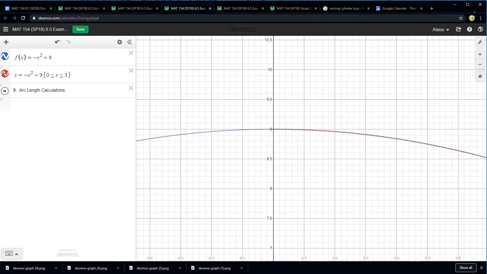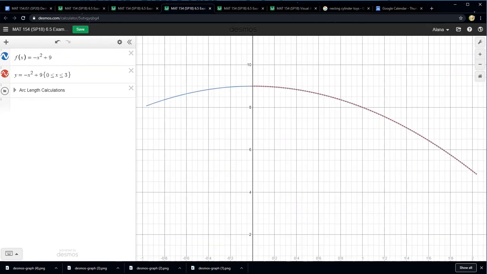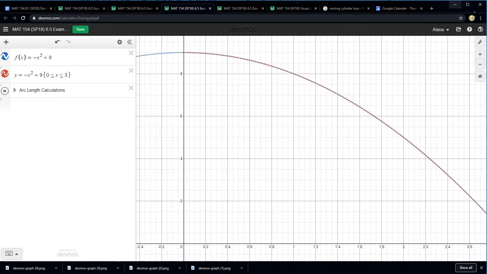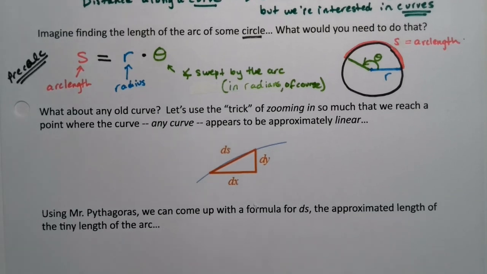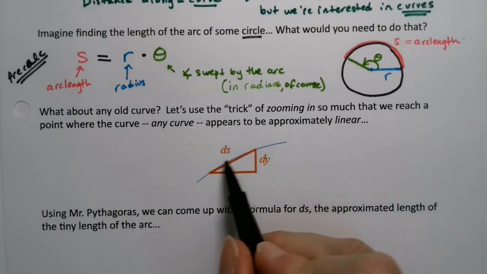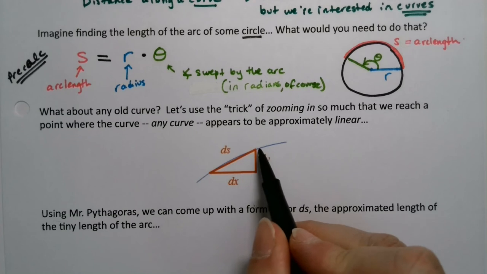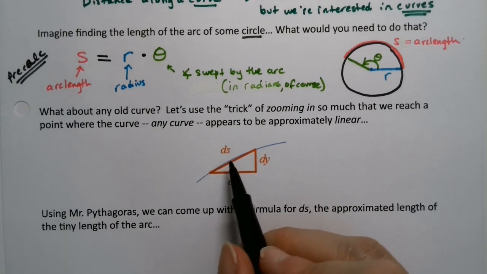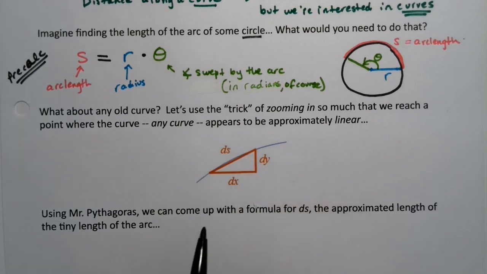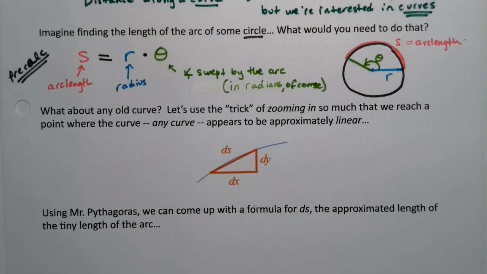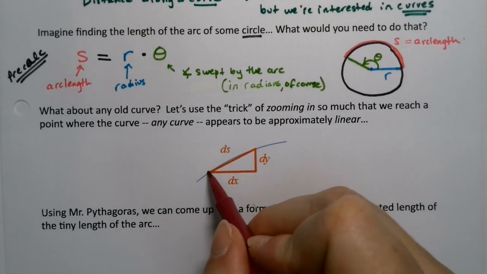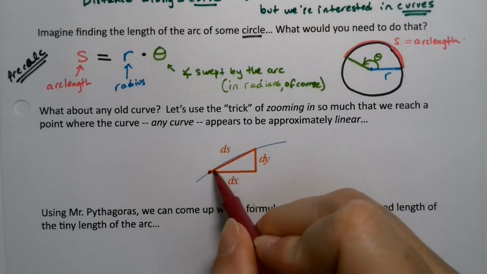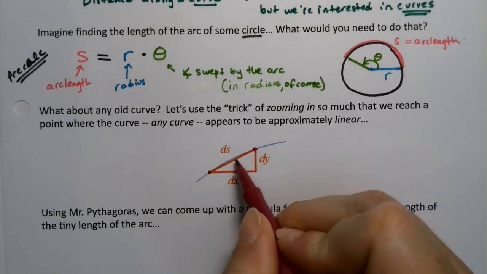We're going to use that trick of zooming for the sake of figuring out a formula. If we zoom in and that curve looks pretty close to linear, it's not perfect. You can see there's a little bit of arc above that line. Well, then we can approximate that ds, by the way, S stands for secant. If you remember, a secant is a straight line that cuts across a curve.